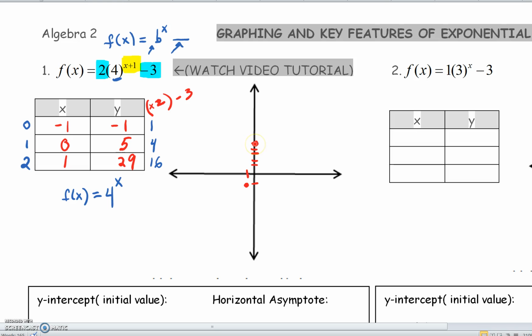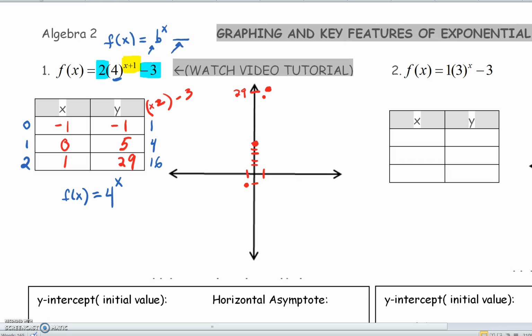That'll be my initial value. And then 1 comma 29. So 29 will most likely not fit on my graph, so what I'm going to do is go really as far up as I can and then put 29. There's my graph.